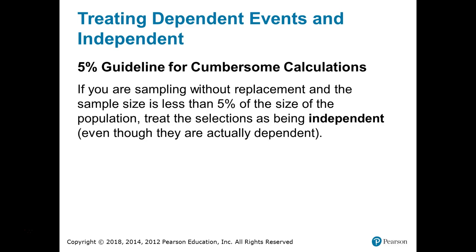If you are sampling without replacement and the sample size is less than 5% of the size of the population, you can treat the events as being independent. Basically, if you're talking about a population of a huge number of people, even if you have without replacement, which would normally be dependent, you can treat it as independent just to make calculations a little bit easier. You're saying that the change in probabilities by treating it as independent is pretty much negligible.